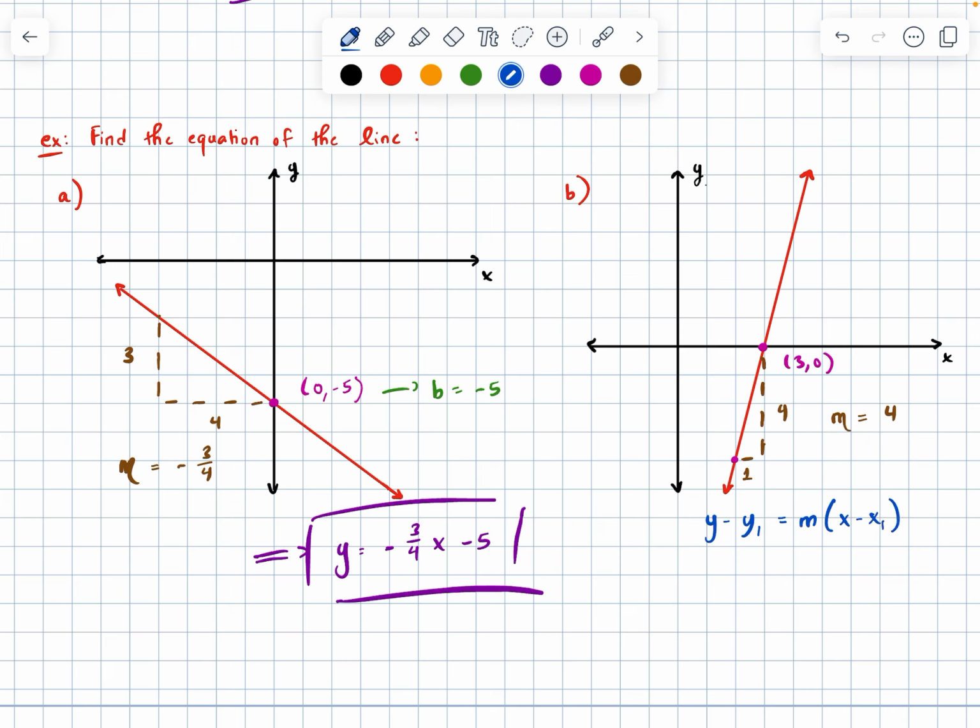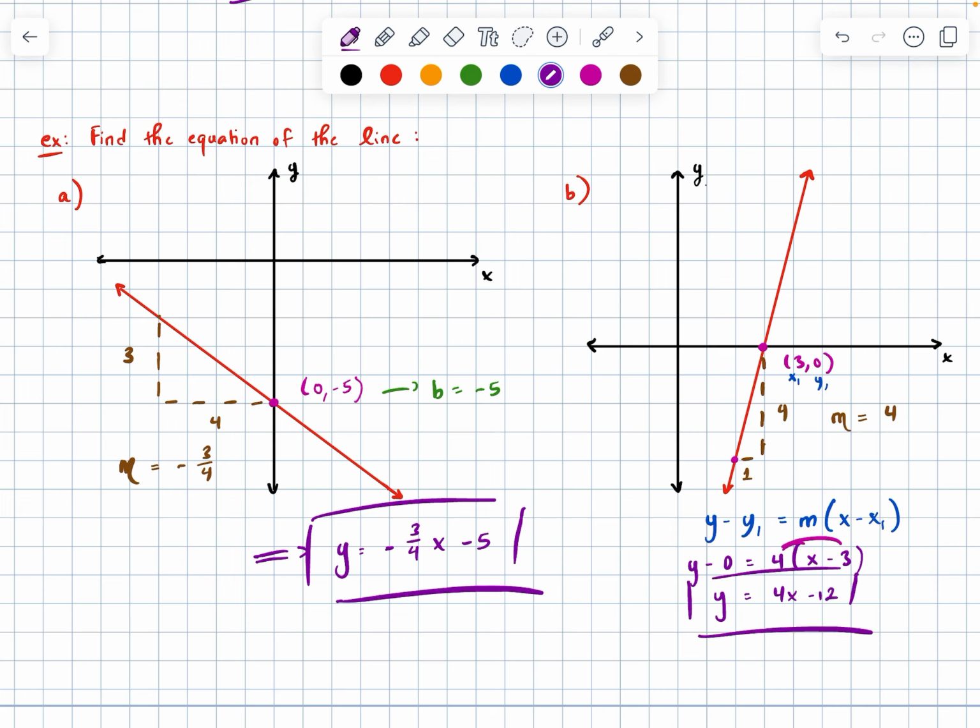So notice I've got a coordinate here. I'll call this my x1 comma y1. My slope m is equal to 4. All I need to do is substitute in. So I know that y minus 0 is equal to 4 times parentheses x minus 3. Y minus 0 is, of course, just y. And then if I take my 4, distribute it to each of my terms, I would get that y is equal to 4x minus 12.